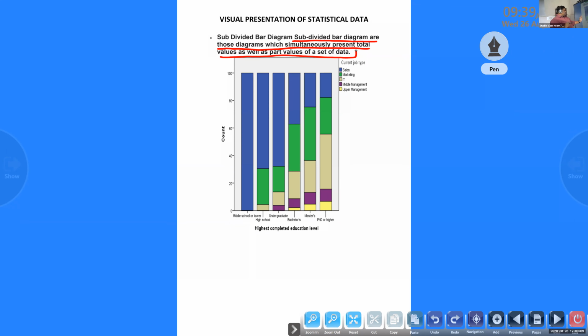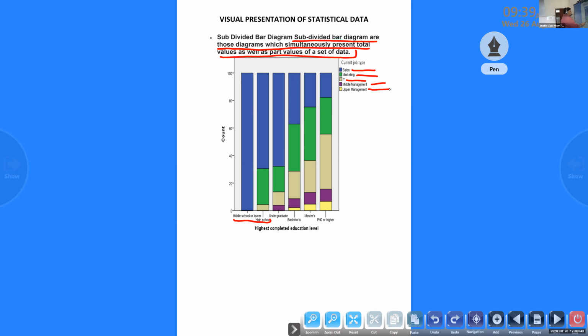In this case, you can see the axis mentions middle school or lower high school. The blue color indicates the people engaged in sales. The green color indicates people engaged in marketing. The light green color indicates people working in the IT sector, the purple color the middle management, and the yellow color upper management. That is related to the job of the people. The total number here is 100 out of 100, and their qualification is also mentioned on this axis.